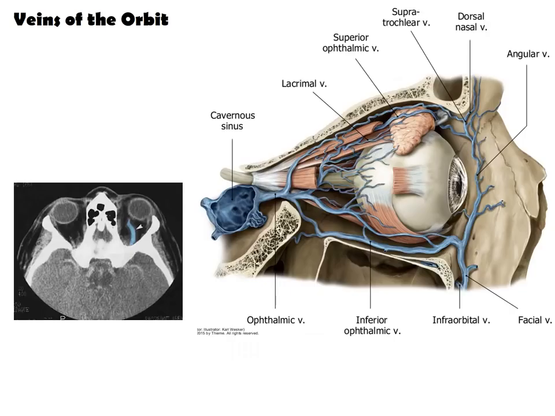The two main veins draining the orbit are the superior and inferior ophthalmic veins. The superior ophthalmic vein, shown here, begins at the confluence of the angular, supratrochlear, and supraorbital veins, and the superior ophthalmic vein will drain to the cavernous sinus. The superior ophthalmic vein is usually visible on CT, and it has a very characteristic boomerang-like appearance to it.